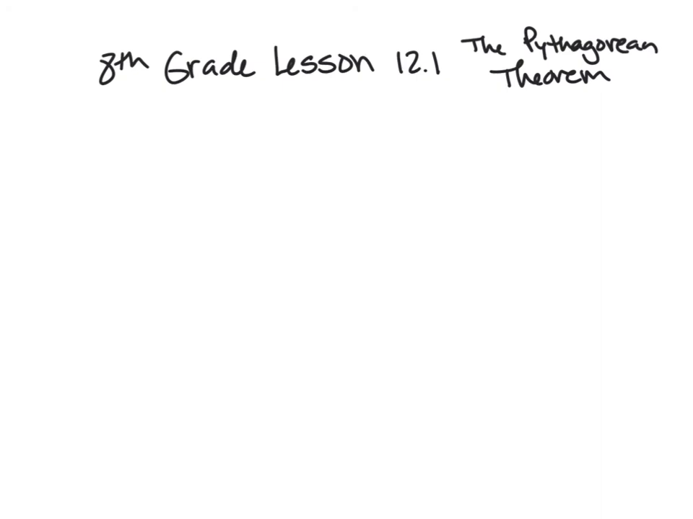Eighth grade, lesson 12.1 is the Pythagorean Theorem. It's a useful little tool that you can use when you're dealing with right triangles. So let's go ahead and address some right triangle vocabulary that goes along with this.